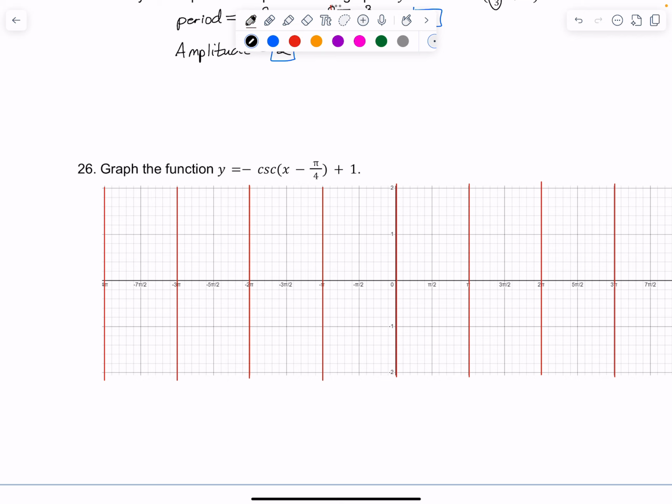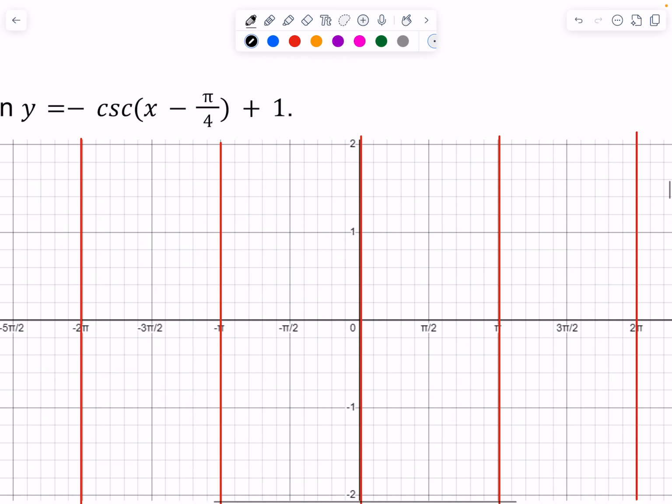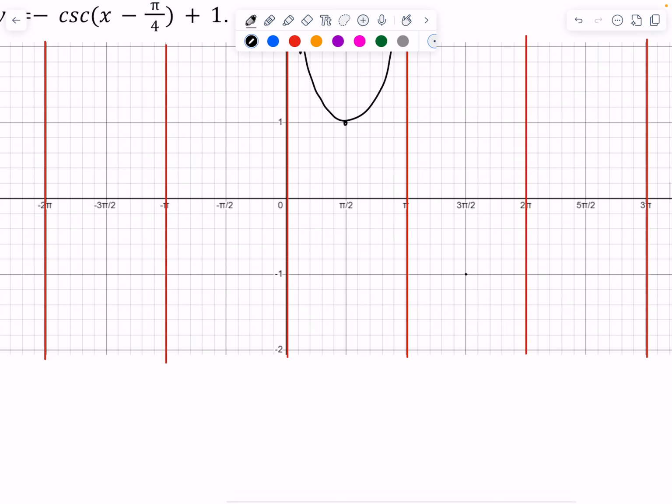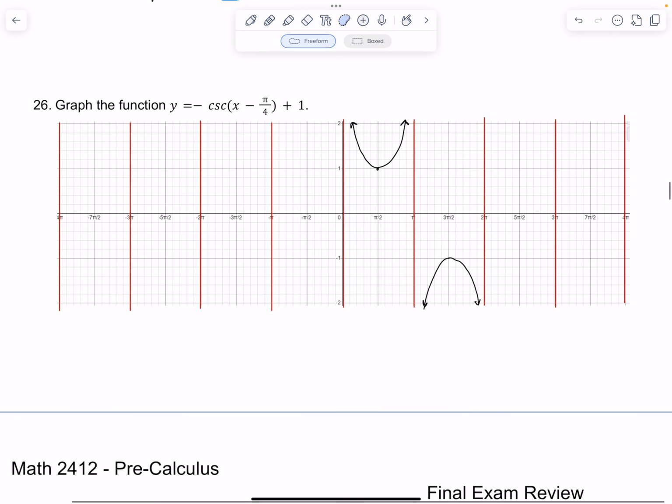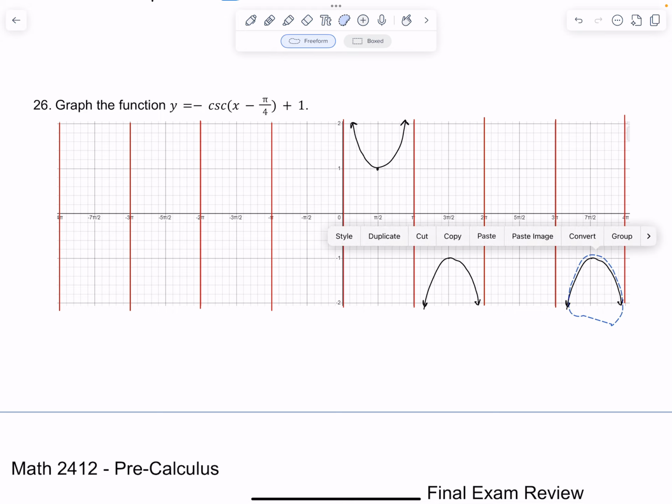Perfect. Okay, then I know that sine at pi over 2 is 1, which means cosecant is also 1. So my parent function will look like this. And then I don't need to be super exact beyond that. I think that's sufficient. It's this shape, and then this shape. And then I'm just going to copy those and keep them going in both directions because it does that multiple times. So again, this is the parent function.